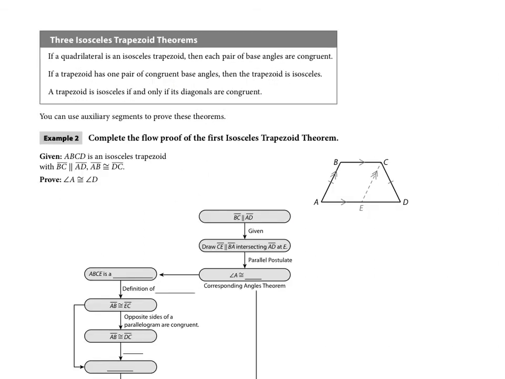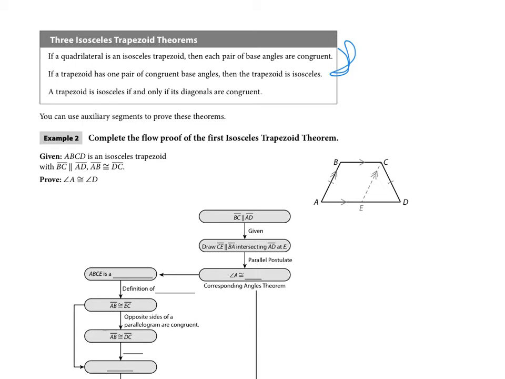Okay, here are some isosceles trapezoid theorems you need to be aware of. And the first one is that if you have a quadrilateral that is an isosceles trapezoid, then each pair of base angles are congruent. So that's what we marked on the previous page. If a trapezoid has one pair of congruent base angles, then automatically it's isosceles. So notice this is a normal and converse pair of those two statements there. The if and the then are just switched.